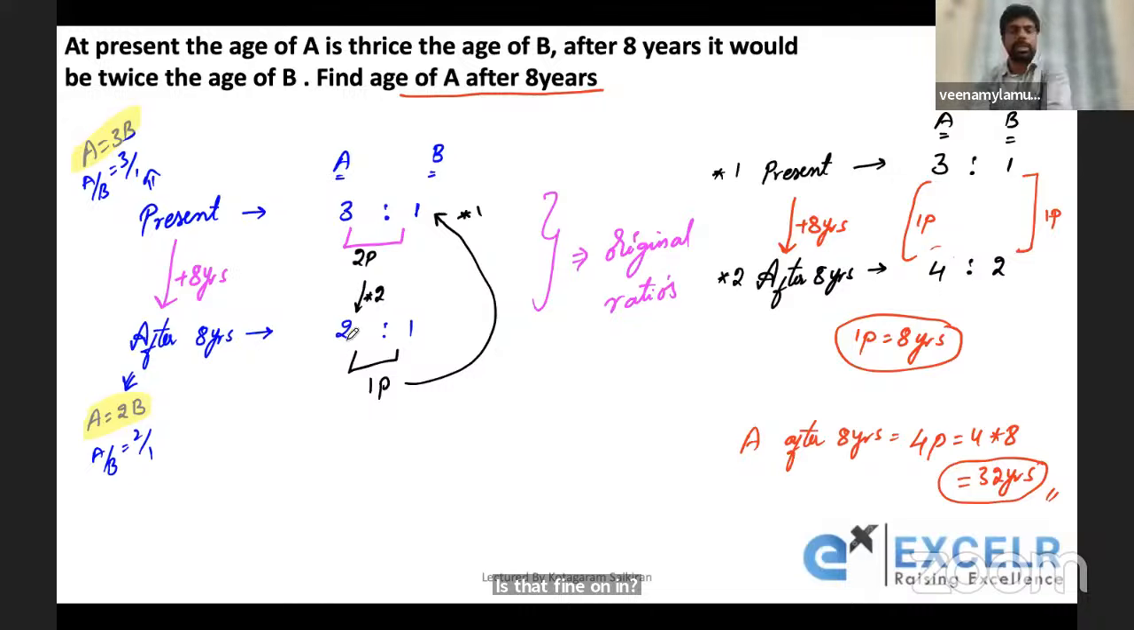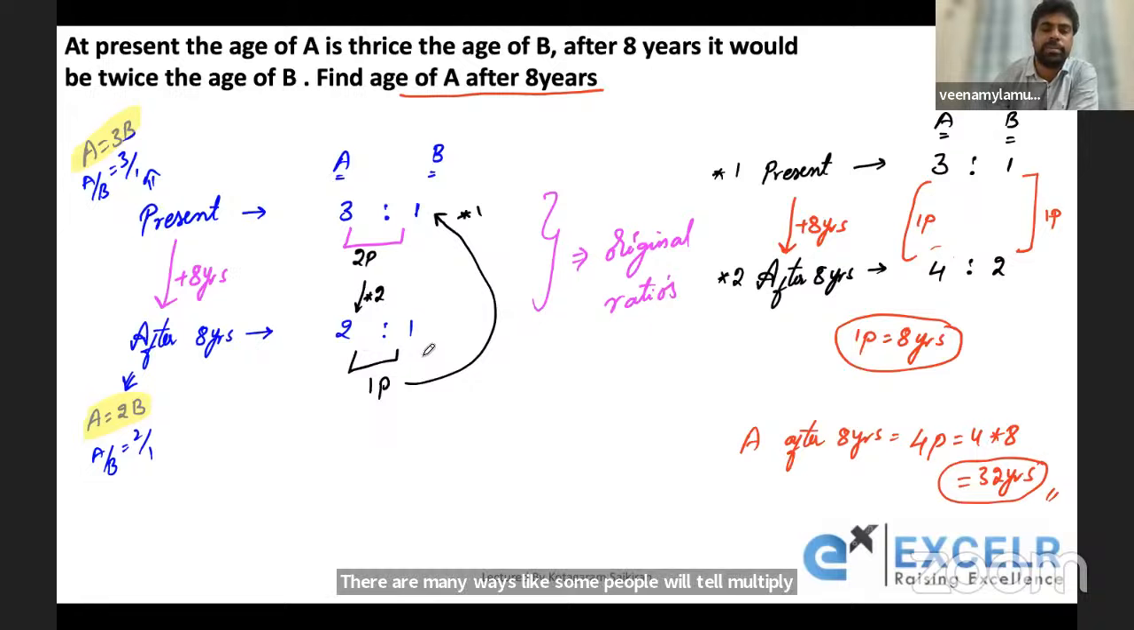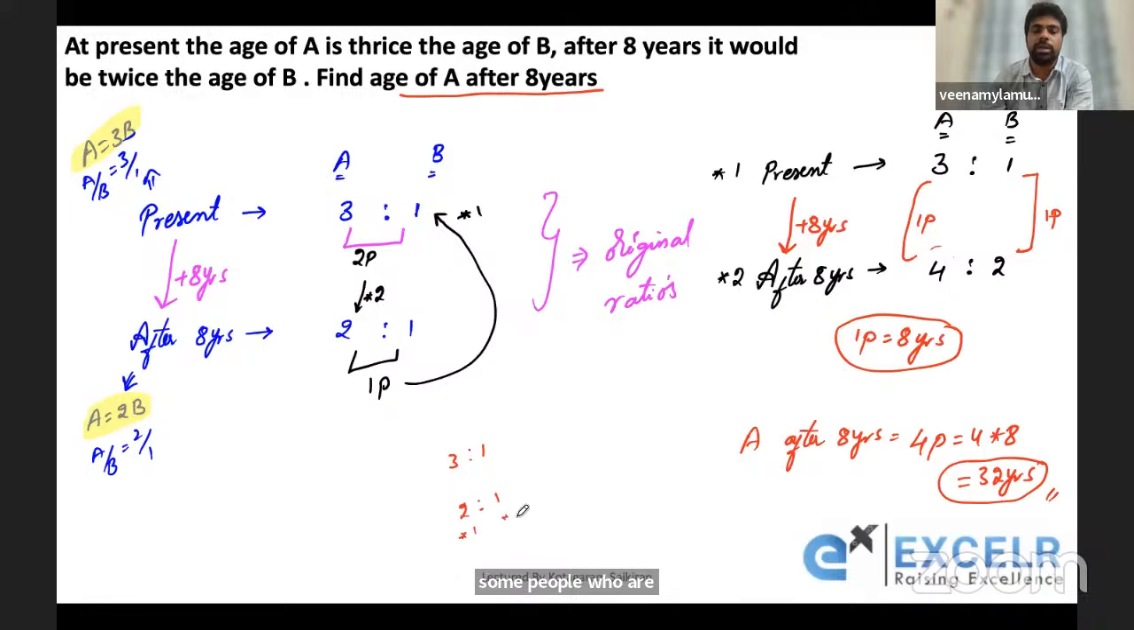See, there are many ways. Some people will tell you to multiply the second ratio with each and every number, then you will get the same change at some multiple. For 3:1, 2:1, if you multiply the second ratio with 1, the change is not the same. You multiply with 2, then the change is the same. So in that case, 2 is the common factor which has to be found out. Many people will follow this process.